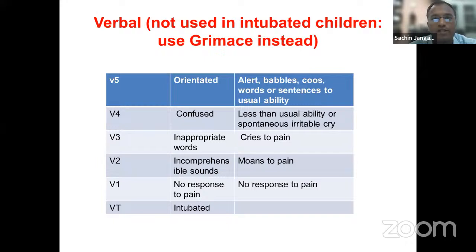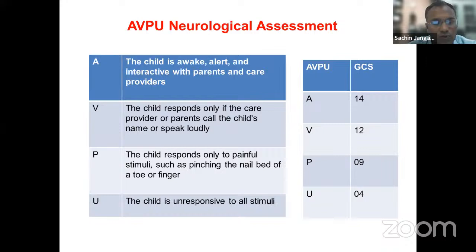Another classification which we use for the neurological assessment, which can be used a little more rapidly, is the AVPU scale. Here A is when a child is awake, alert, and interactive with the parents. V, verbal response, is when the child is responding only if parents call with the name or speak loudly. P is when the child responds to painful stimuli. And U is when the child is unresponsive to stimuli.